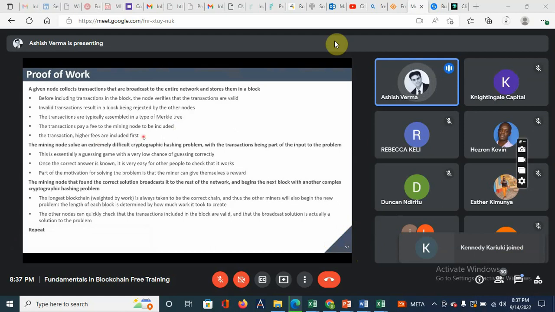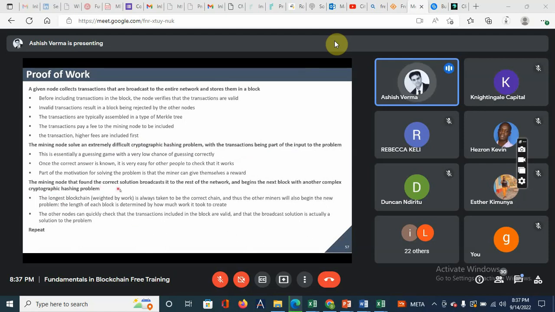We also discussed yesterday, if your fee is too low in a transaction, there is a possibility that it won't go through. So people try to put a high or reasonable fee if they want to get their transaction through as soon as possible. The mining node solves an extremely difficult cryptographic problem with the transaction being part of the input of the problem. We'll see this problem in the next few slides. I'll skip this part because we won't be able to understand anything out of it.